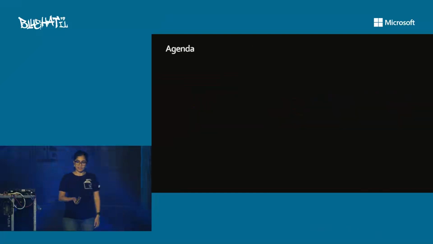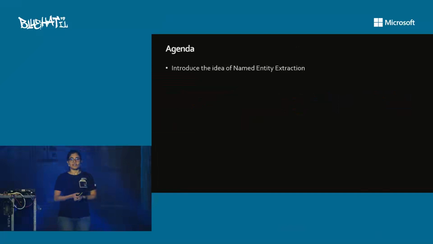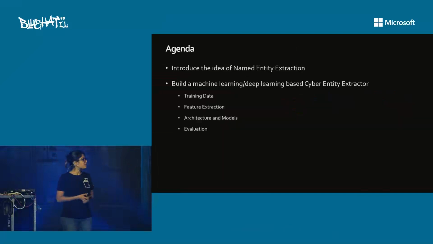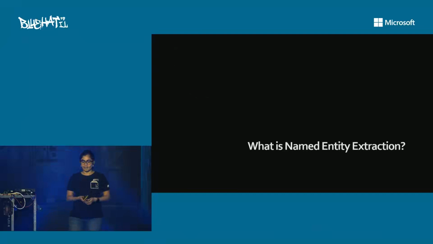For the rest of the talk, this is my agenda. I will introduce the concept of named entity extraction. I will talk about how you can use a machine learning / deep learning way to build your own cyber entity extractor using open source data. The training data, what kind of feature extraction we used, the models that worked for us, and then successes and failures. I will give you a short demo of the tool that we've built, and I'll wrap it up by how this can help drive impact.